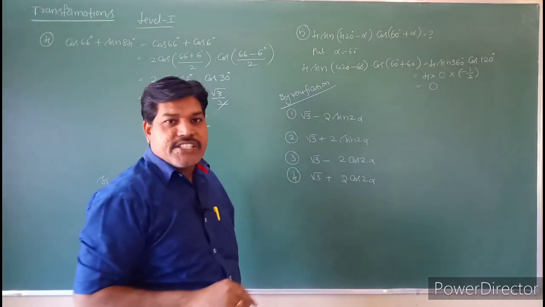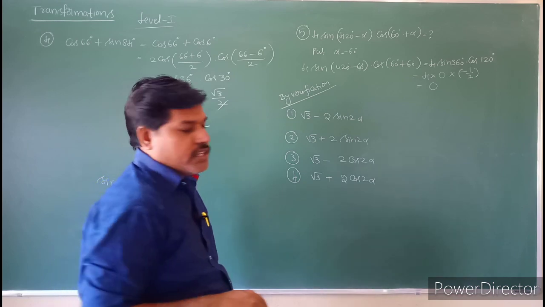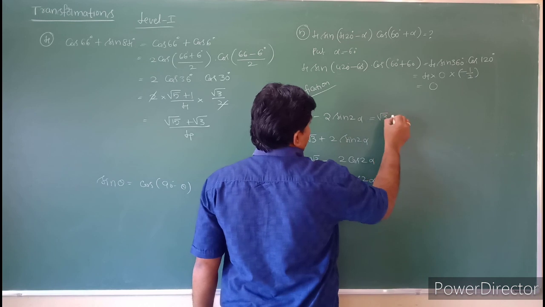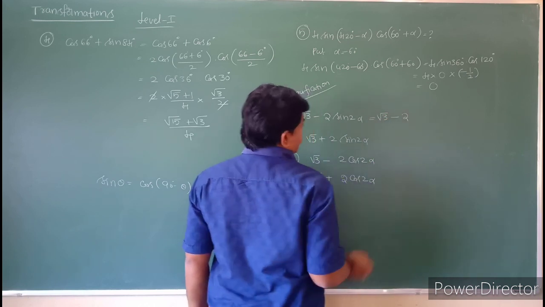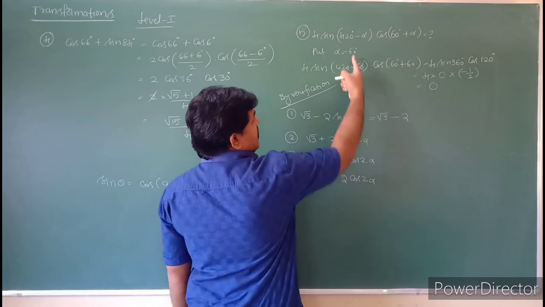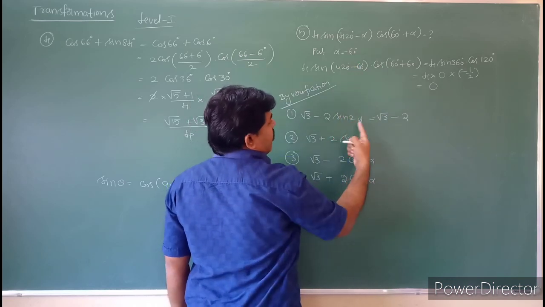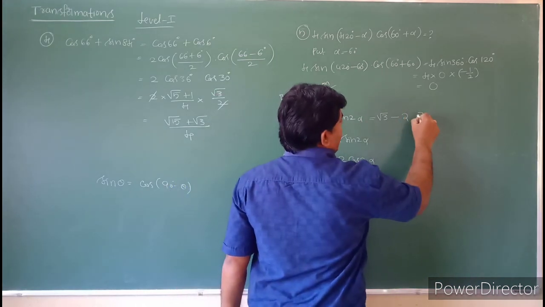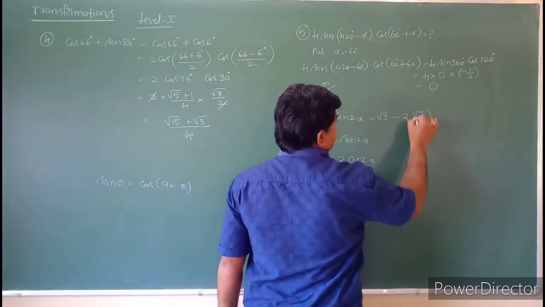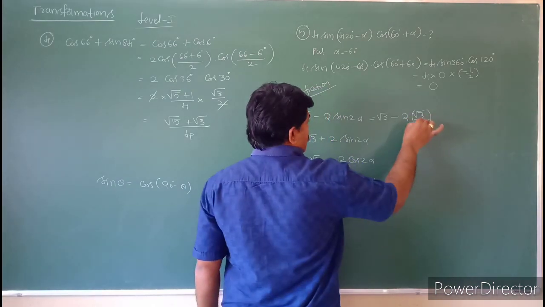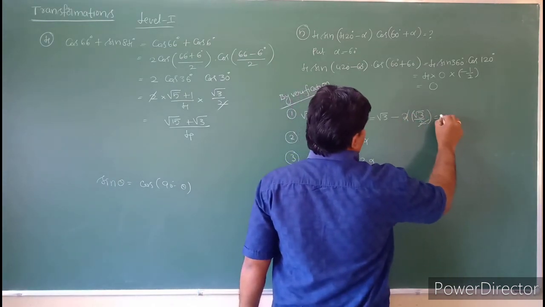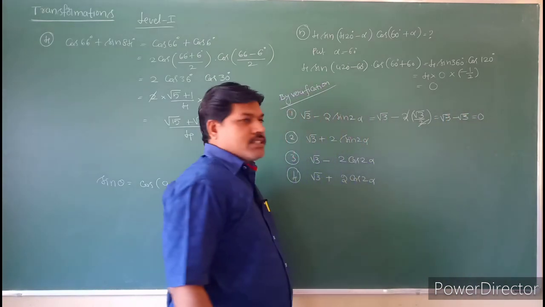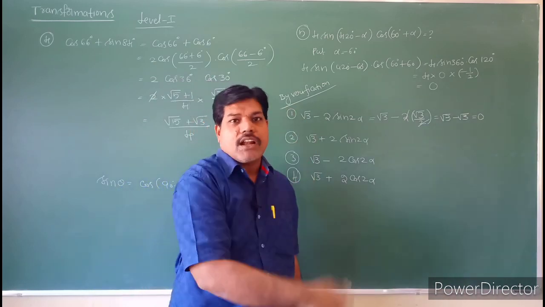we will take alpha is equal to 60 degrees. So what we will do, students? Root 3 minus 2 into sine alpha, alpha is 60. 2 alpha will become 120. Sine 120 value is root 3 by 2. So what happens, students? 2 will be cancelled. It will become root 3 minus root 3. So it will become 0. Sir, it is the answer. But you have to verify the remaining also.